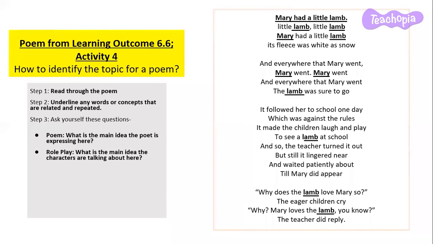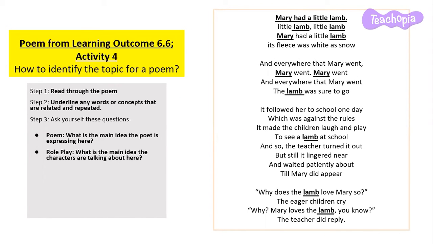Here is a simple example taken from the Kalika Chetarike handbook for you from LO 6.6, Activity 4. The poem is Mary Had a Little Lamb, and it is our responsibility now to find the topic of this particular poem. So, if we take up the first step, which is to read through the poem, we read it word by word as a poem. For example, Mary had a little lamb, little lamb, little lamb. Mary had a little lamb, its fleece was white as snow. So on and so forth, we read the entire poem.